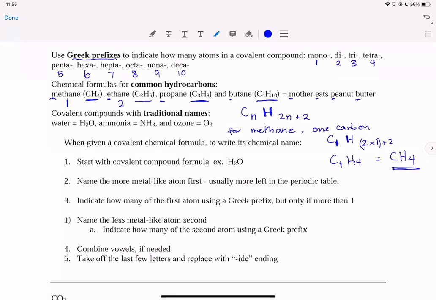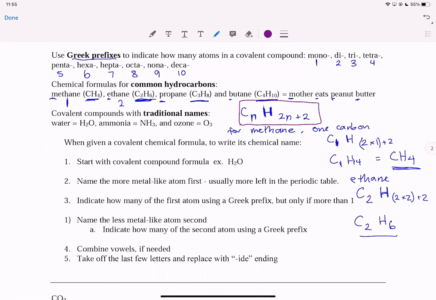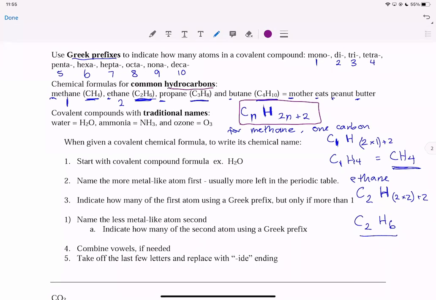So this is the second in the series, ethane. So ethane is C2, and then the hydrogens are going to be 2 times 2 plus 2. So that's C2, or 2 times 2 is 4 plus 2 is 6, C2H6. So that's how you get that chemical formula. So this is the general format for figuring the chemical formula or the number of hydrogens in a hydrocarbon. That's called a hydrocarbon. It has only carbons and hydrogens and all single bonds. Okay.